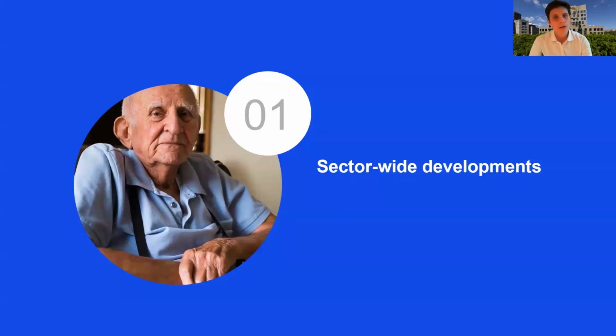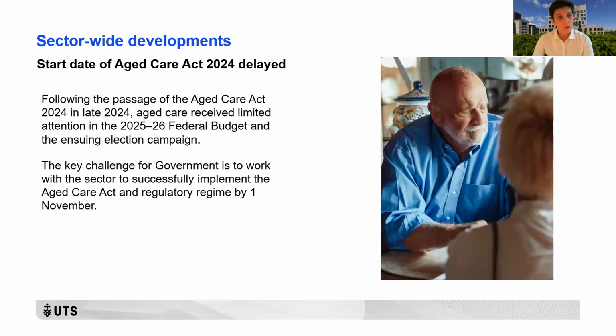So to kick off, I'll briefly start with some overarching developments affecting the whole of the sector. Perhaps the most prominent of these is the postponement of the start of the Aged Care Act to the 1st of November 2025. This postponement will allow the government, the various government agencies, to work with the sector to ensure an effective transition to the new Act, to support at home and the new regulatory regime.